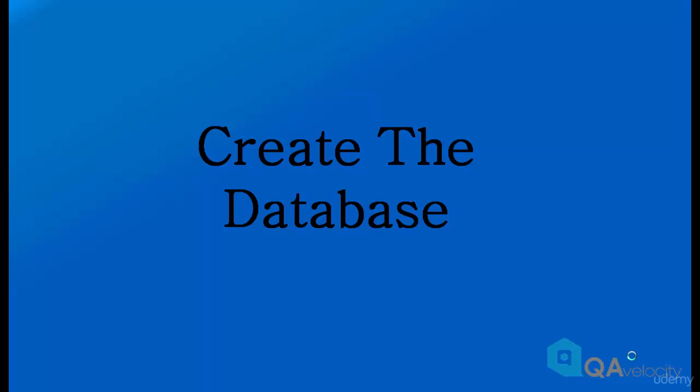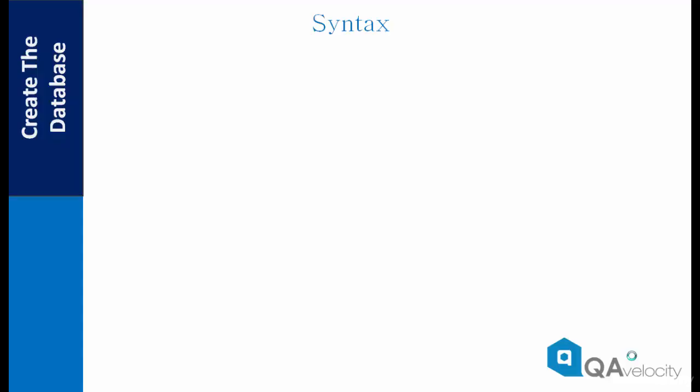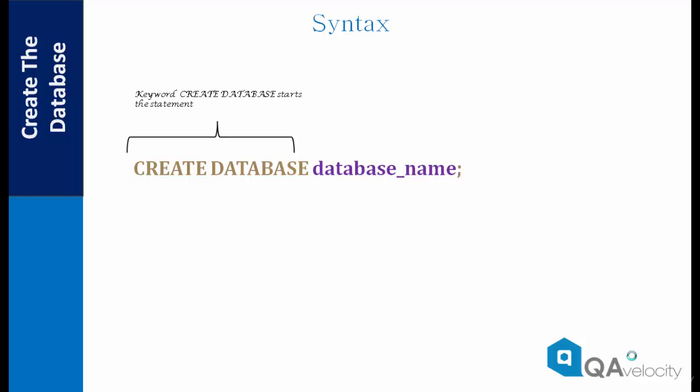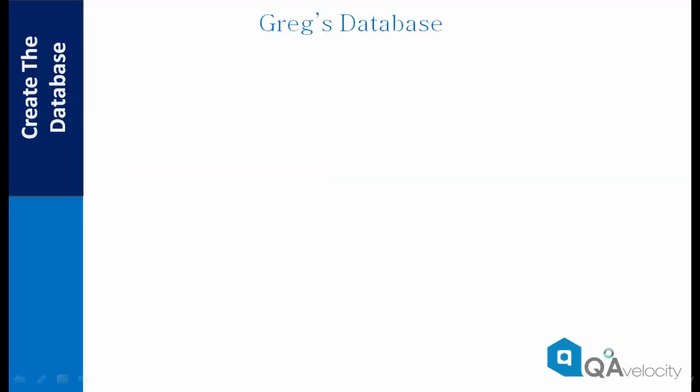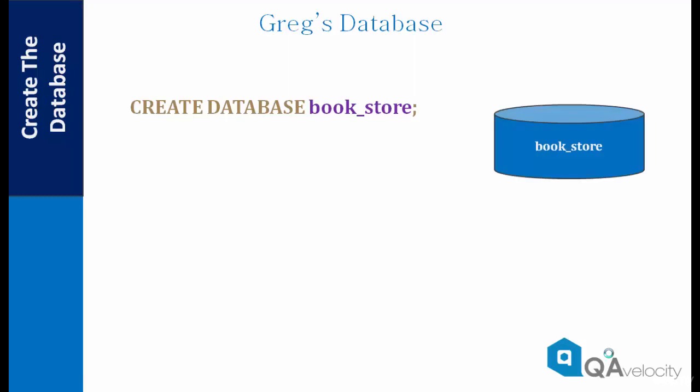The first thing we need is a database that holds all our tables. For that, we need to open our database editor and execute the create database statement. So the keyword we use is create database with the name of the database. Please note that space is not allowed in the name of a database. And as usual, the complete statement ends with a semicolon. So Jeff has used the same keyword to create his database. Now Jeff has a database ready, but it is still a blank database. We need to add tables to it.